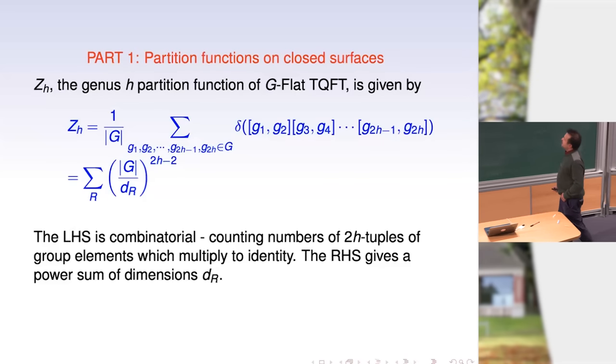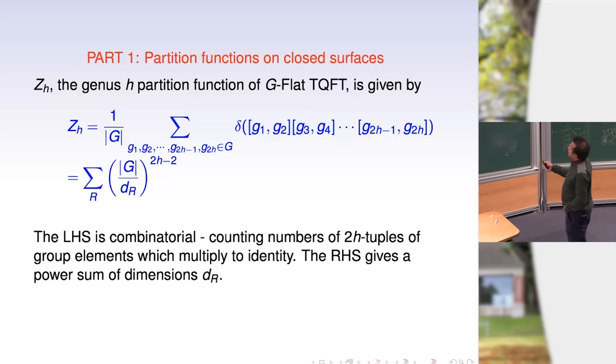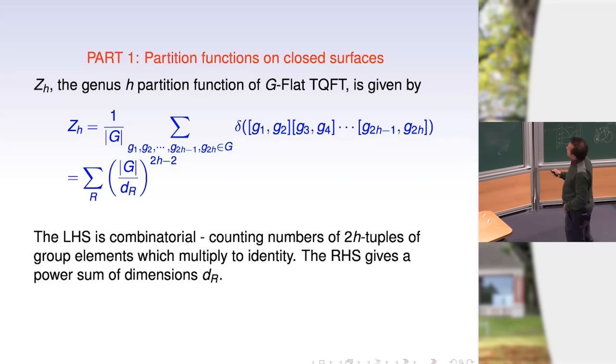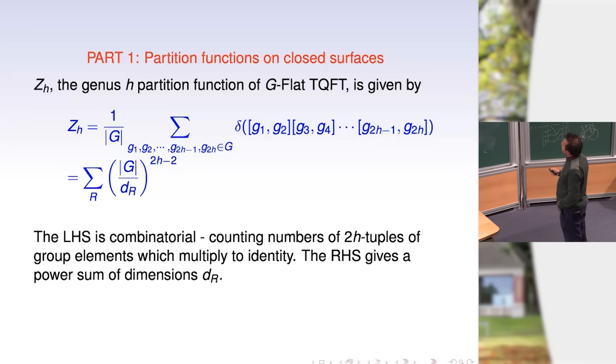So this G-flat TQFT is a topological quantum field theory. If you have a genus H surface, you can realize this as a polygon with 4H sides and some identifications. As a result, we derive a formula for the partition function, which is simply a sum over these 2H tuples of group elements. And this is the commutator: G1, G2, G1 inverse, G2 inverse. And this is the delta function.